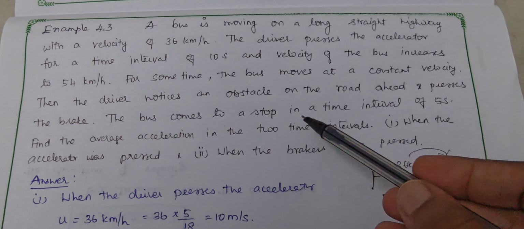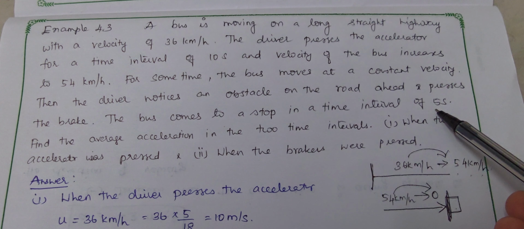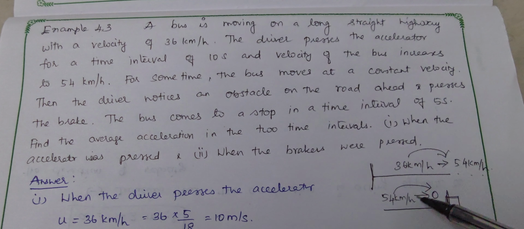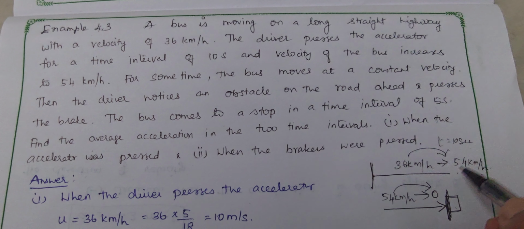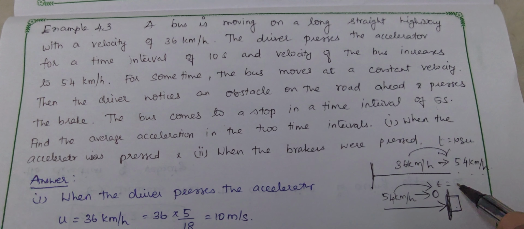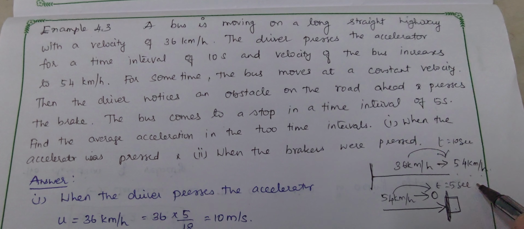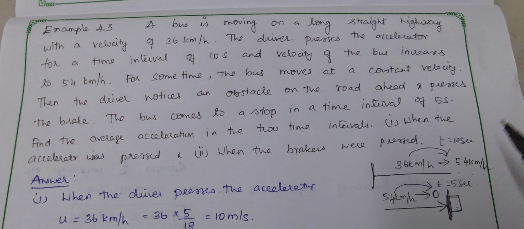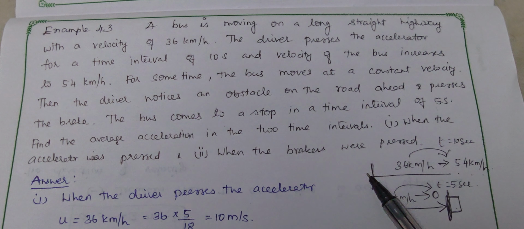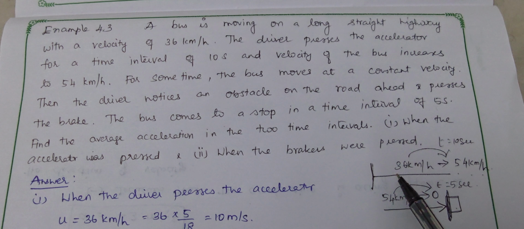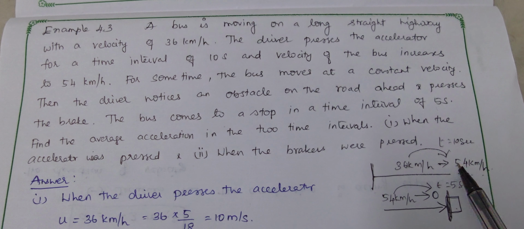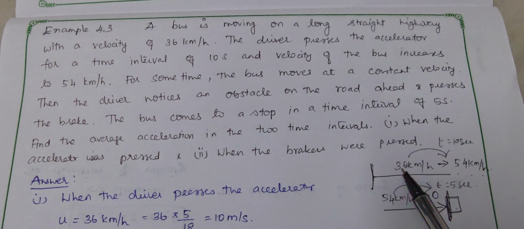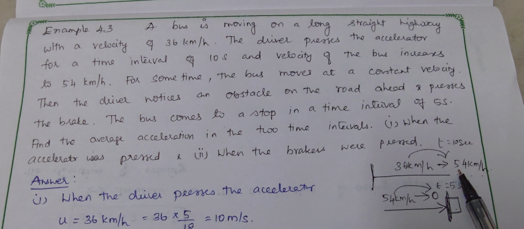The bus comes to a stop in the time interval of 5 seconds. They have given the time interval for both the cases. Here the time interval is 10 seconds and here the time interval taken by the bus driver is 5 seconds. We should understand the question. So initially the bus started, it is moving with the velocity of 36 km per hour. It increases its speed, which means the velocity increased from 36 to 54 km per hour.